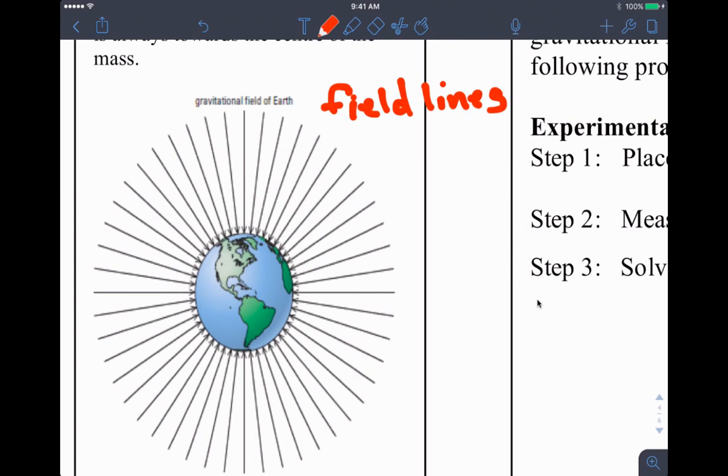Effectively, the field lines show the direction that a test mass, like a really small mass, would move if we stuck it near the Earth, right at that position, sometimes called position P. If you just put it there and let go of it, what would happen to it? Well, due to the attraction of the Earth, it would move towards the Earth.